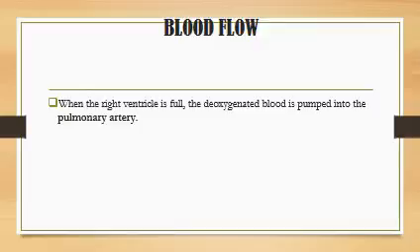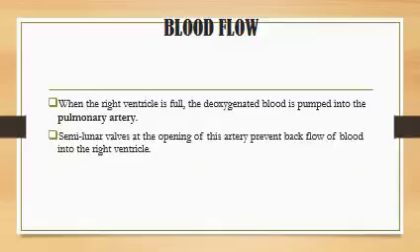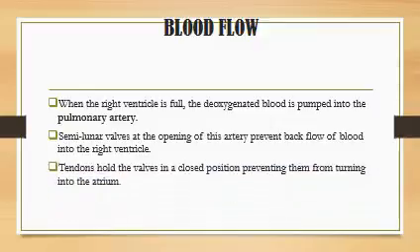This blood from the pulmonary artery will pass through semilunar valves at the opening of this artery, and these semilunar valves will prevent a backflow of blood into the right ventricle. The blood will be forced into the pulmonary artery, passing through the semilunar valves. The semilunar valves will be closing to prevent the backflow of blood into the right ventricle. We have the tendons that hold the valves in a closed position, preventing them from turning into the atria.